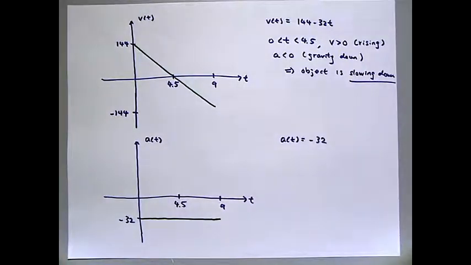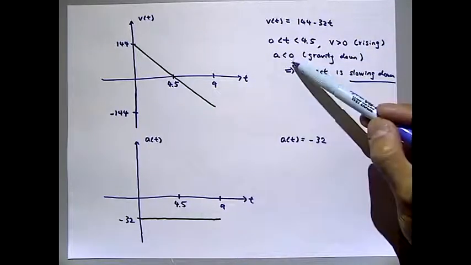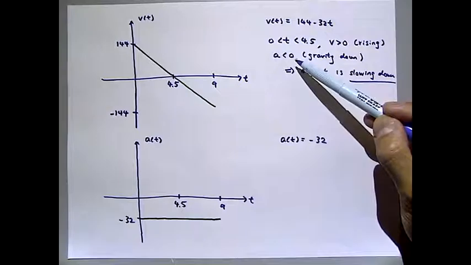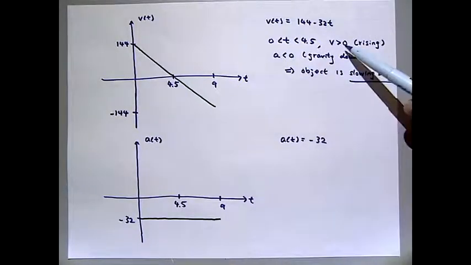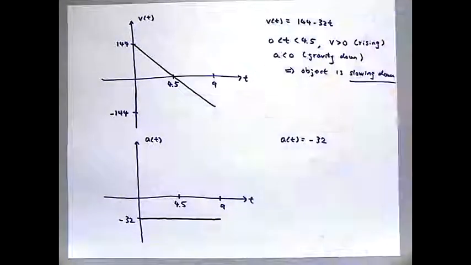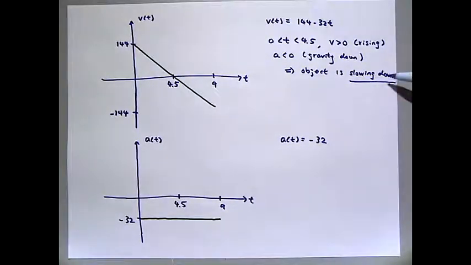And that makes sense, because if you have a positive velocity and a negative acceleration, that means that the velocity has a negative rate of change. As time goes on, the negative rate of change is going to try to decrease the velocity. And eventually, it'll pull it back down, reaches 0, and then pull it back down. Object is slowing down.